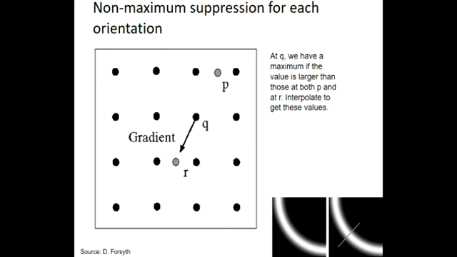So R is the weighted average of these two gradient values, gradient magnitudes, where the weight for this pixel is higher if R is closer to it. And same for P. Then if the value at Q is greater than the value at P and greater than the value at R, then Q is a maximum, and I keep it. Otherwise, I throw it out. I set it to 0.